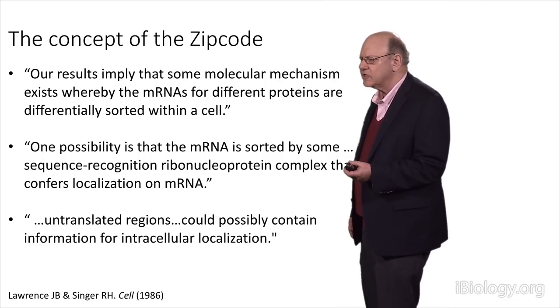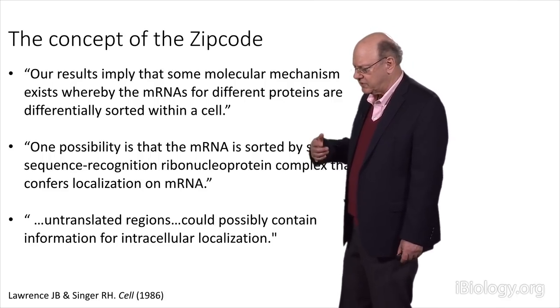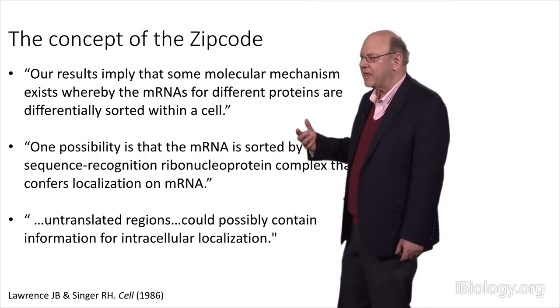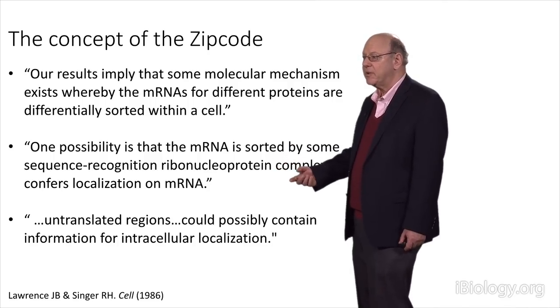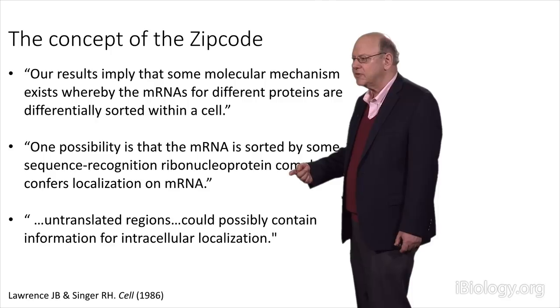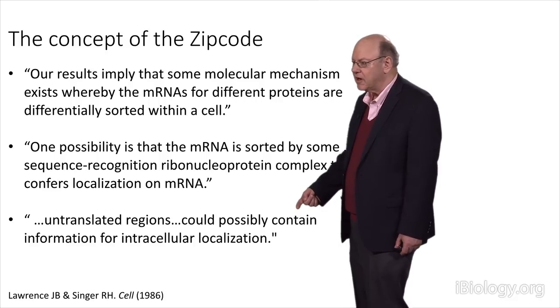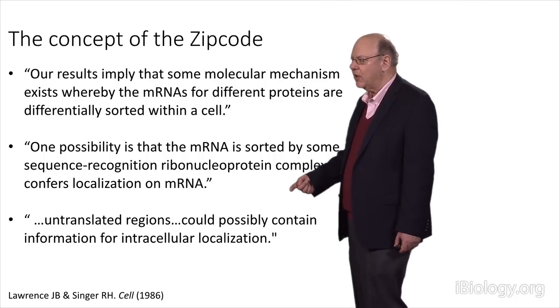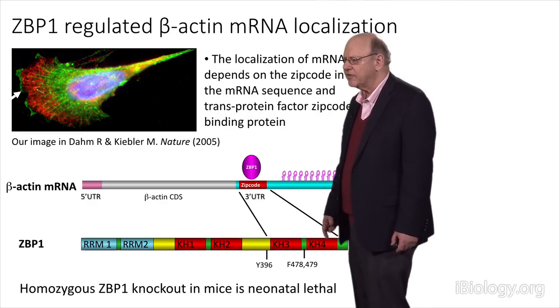So we proposed many years ago that there was something called a zip code on RNA. And the zip code allows spatial information to be encoded in the RNA. And that spatial information has to be transduced from the RNA sequence into cellular spatial information. So how does that happen? We proposed that there's some ribonucleoprotein that binds the RNA, possibly in the 3' UTR of the RNA, so it doesn't interfere with the translation of the RNA. And that ribonucleoprotein now is coupled to something in the cell, which allows that RNA to be sorted.